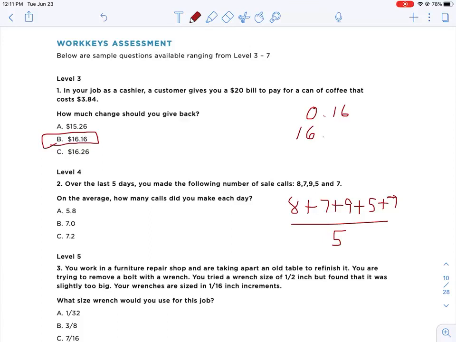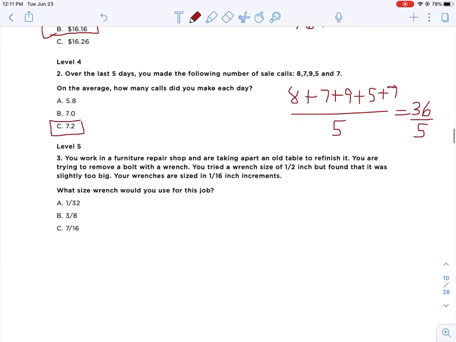So 8 plus 7 plus 9 plus 5 plus 7 is 36. This is going to be 36 divided by 5, which is 7.2.